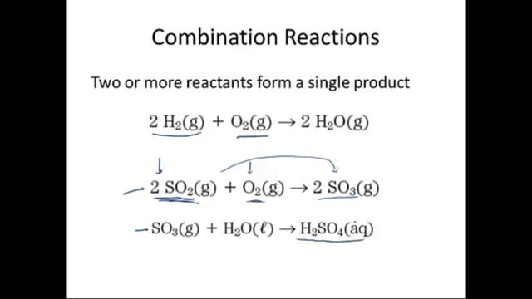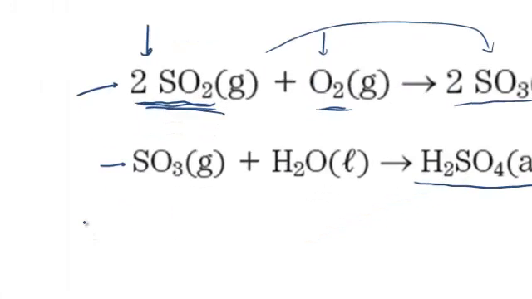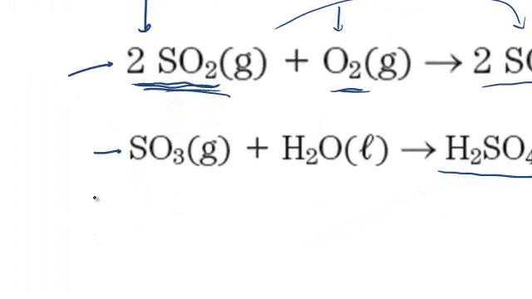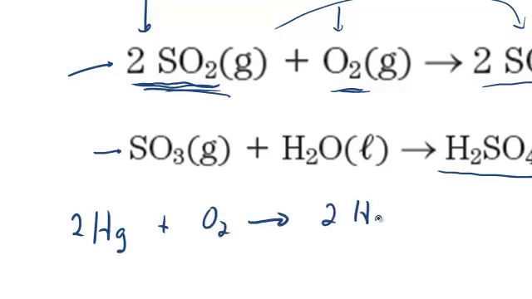A lot of other combination reactions are those between elements and other elements to form compounds. So, for example, the reaction of two mercury atoms with an O2 molecule to make two mercury(II) oxides, that's a combination reaction. And so most reactions between two different elements will end up being combination reactions.